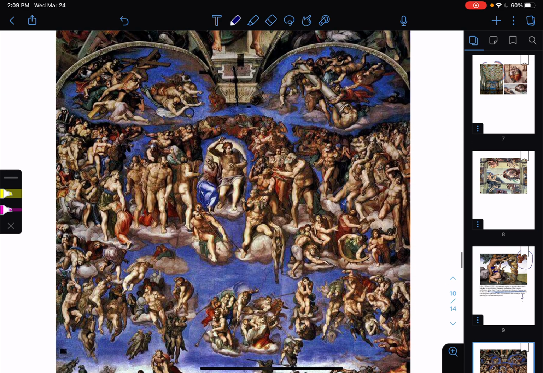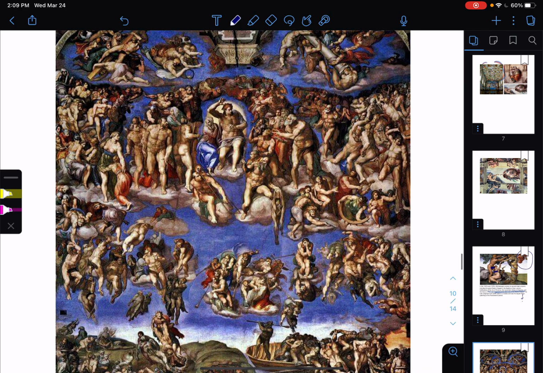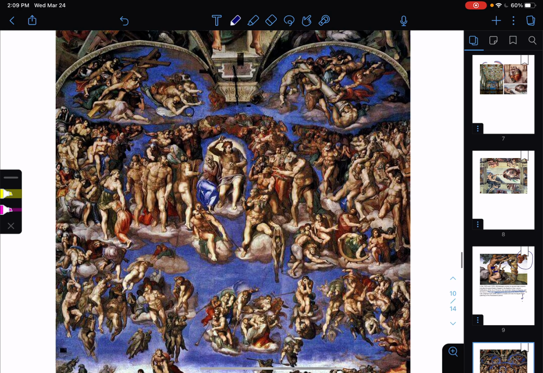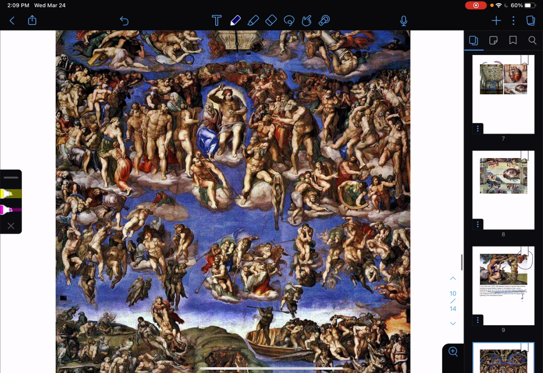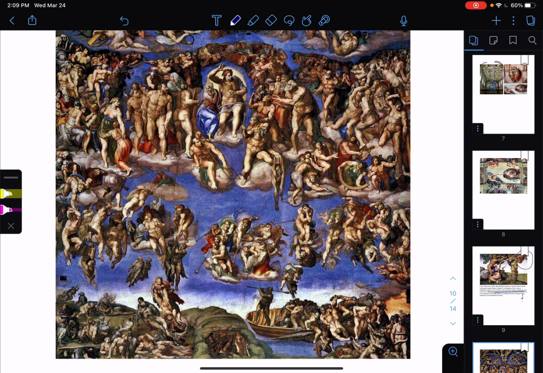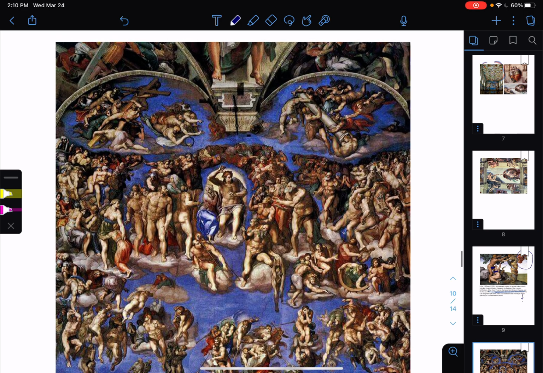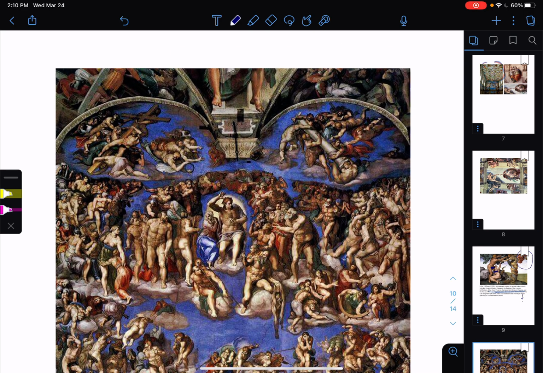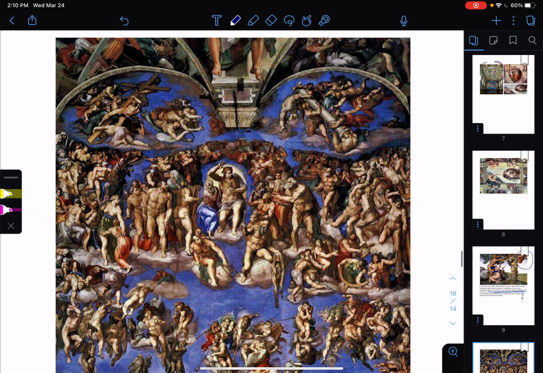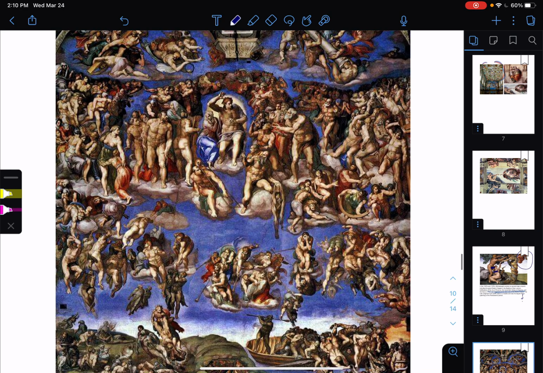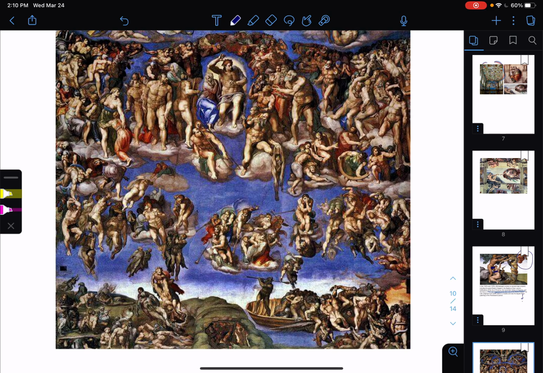This is the fresco they're talking about. So it's the Last Judgment, right? Those people that have not listened to God will be taken to hell, and those people that have listened to God will be taken to heaven. It's a really amazing piece. There's actually a self-portrait of Michelangelo here, and it's this one right here. He actually painted himself as a skin, just a piece of skin.